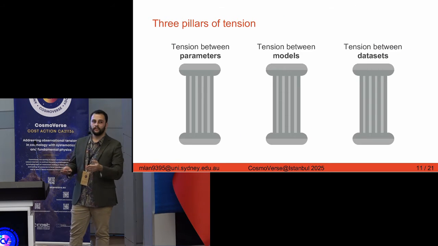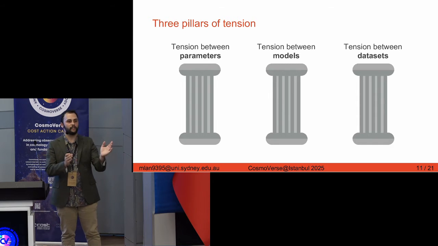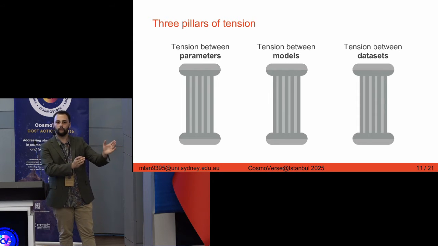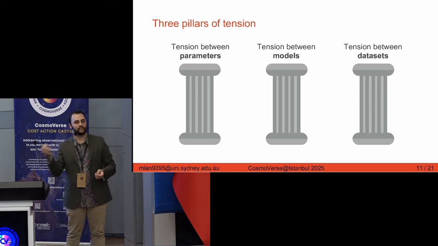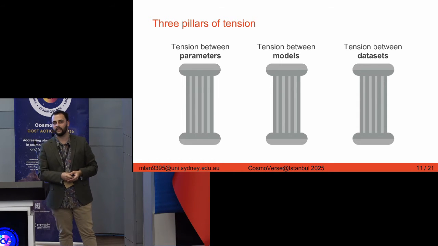When we talk about tension, there are 3 main pillars. You can quantify it by getting posteriors, running your nested sampling on a data set, and looking at how those posteriors compare to known expectations. For example, the CMB measurement. So that's parameter estimation giving you parameter tension.